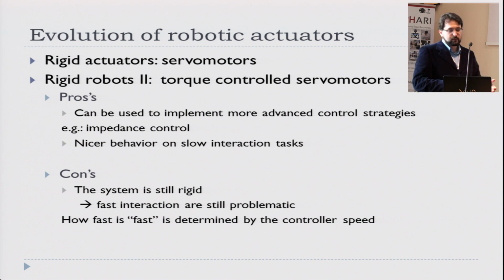They can be used to implement advanced control strategies like impedance control, and they have a nicer behavior, especially in slow interaction tasks. But the problem with this kind of device is that they use the same actuation technology at the low level. So the system, in reality, is still rigid. So fast interactions are still problematic. If your rigid robot, even if torque-controlled, hits a wall, the time that it takes for the controller to react to this hit could be dangerous. During that time, the system is perfectly rigid. So it doesn't change much that you use a torque-controlled robot.